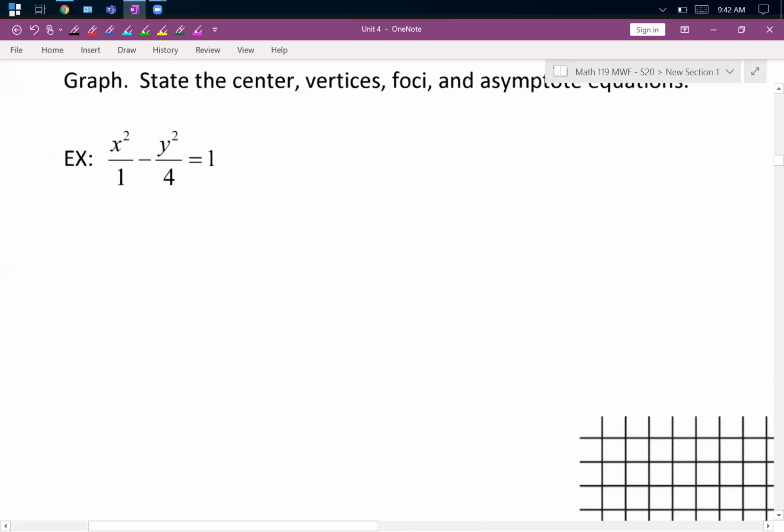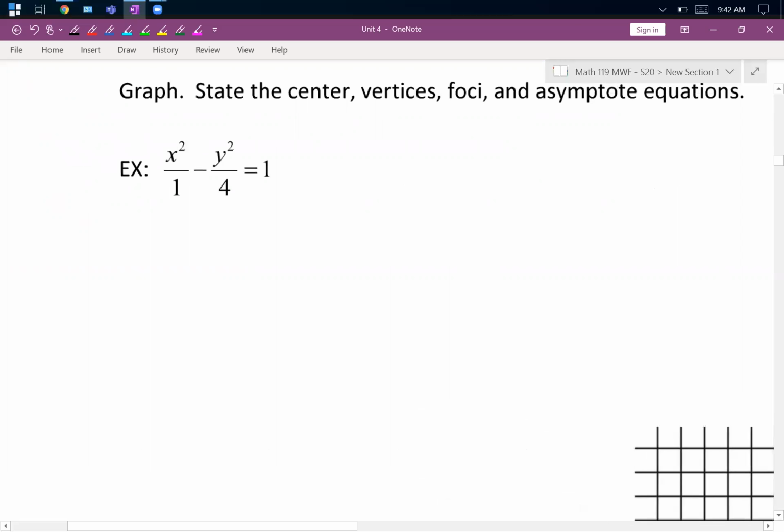Okay, so let's take a look here. We have x squared over 1 minus y squared over 4 equal to 1. I see the minus sign, so that tells me hyperbola. Then I see that the x is first, so that tells me that this is going to be a horizontal hyperbola. We want to identify the center. Since there are no parentheses, we know that the center is at the origin.